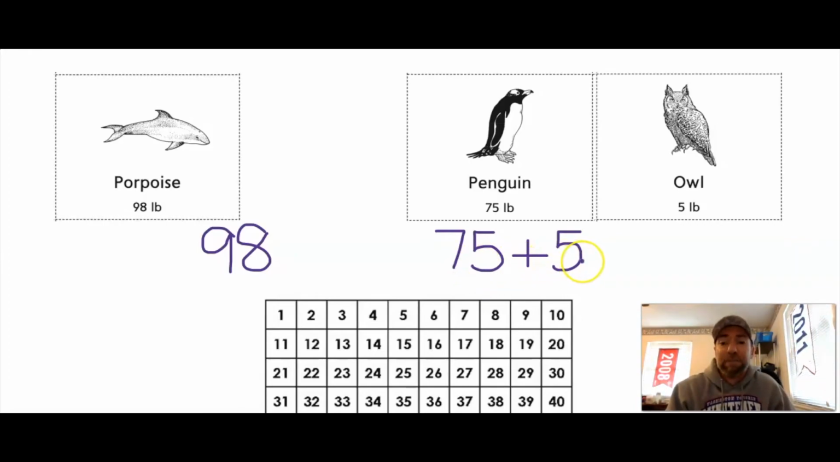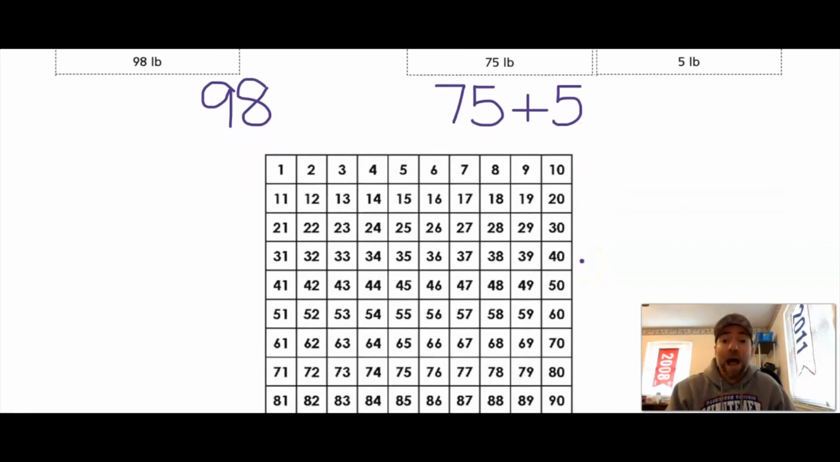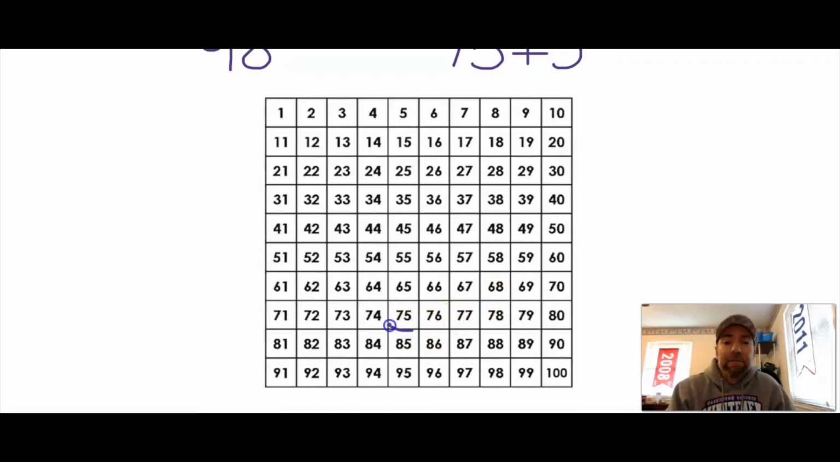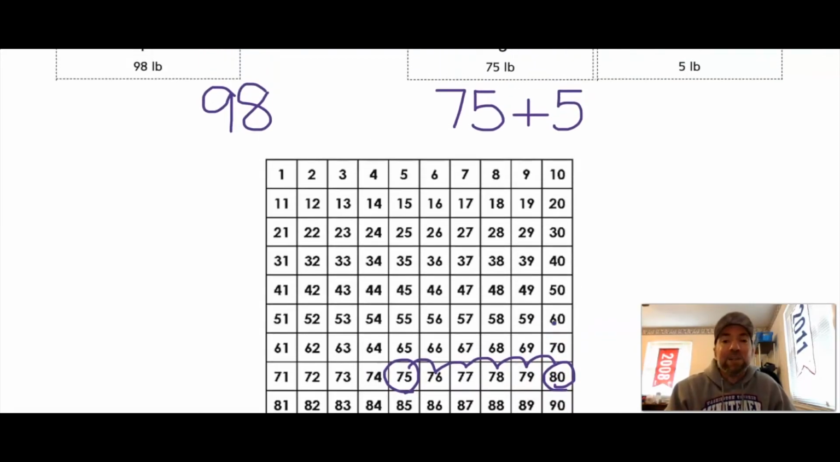Now I have to figure out my addition problem. 75 plus 5. Well, I could use my number grid. Here's the number 75. And I want to add 5 hops to it. 1, 2, 3, 4, and there it is. I landed on the number 80. So I'm going to write an 80 real small under it, just so that I remember that it's 80.